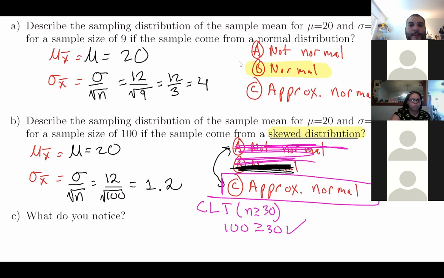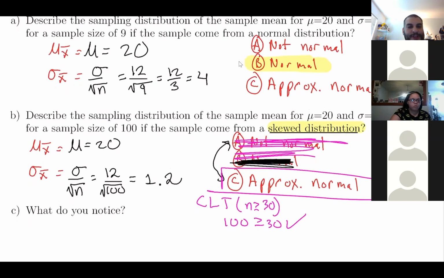And that's how you want to apply the central limit theorem. The central limit theorem says, if I know my distribution is not normal, we can say it's approximately normal as long as our sample size is big enough. All right, but that's it for B. Any questions for B? No. All right, so let's do C.